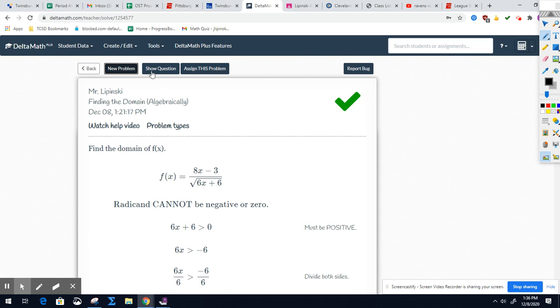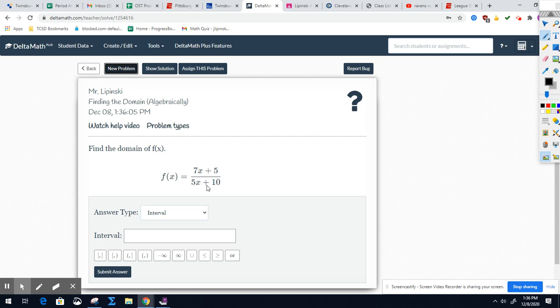So you're going to have a few problems like that to work with. And again, with this one, there's no square root, so I just set the denominator. Notice I don't ever mess with the numerator. Don't ever set the numerator, so you don't got to worry about it, because that's going to be a linear or a quadratic or a polynomial. So just the denominator is what we have to worry about.